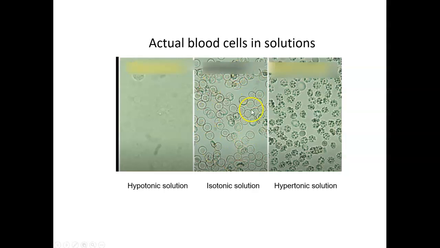These are isotonic. These are normal red blood cells. They're round. If you put them in a salty solution, a hypertonic solution, they're going to shrivel up. And they can't survive that. That's not good.